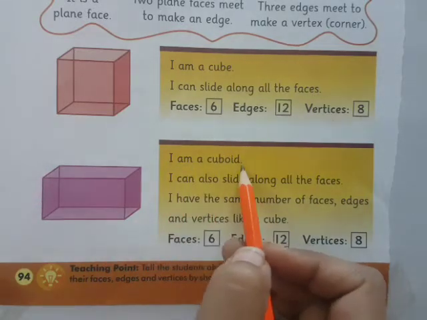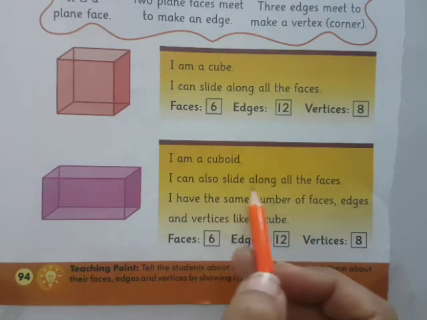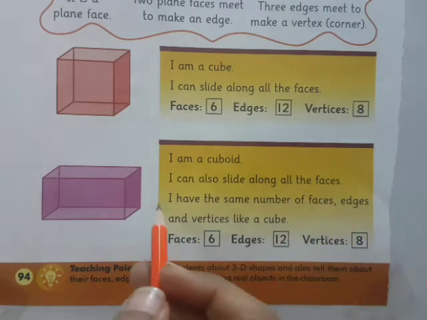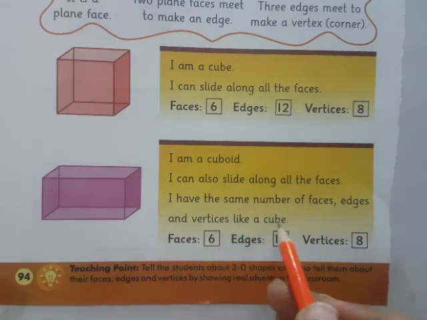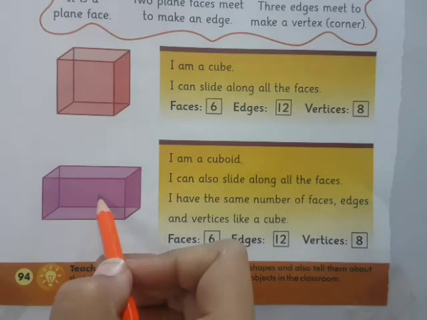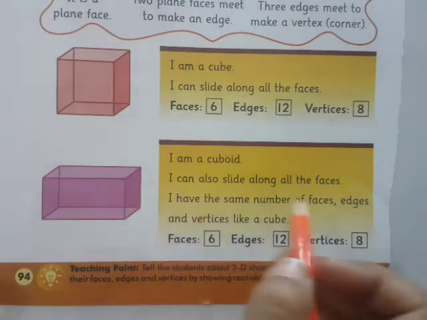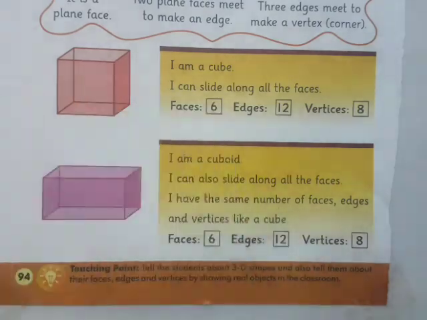The next shape is cuboid. I am a cuboid. I can slide along all the faces. I have the same number of faces, edges and vertices as a cube.